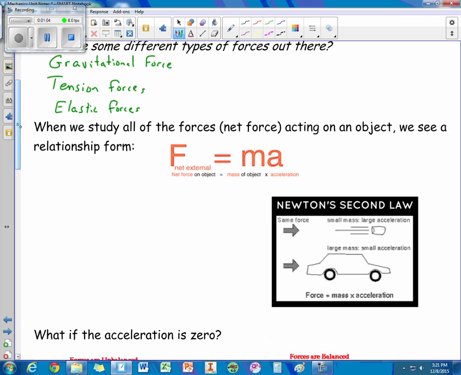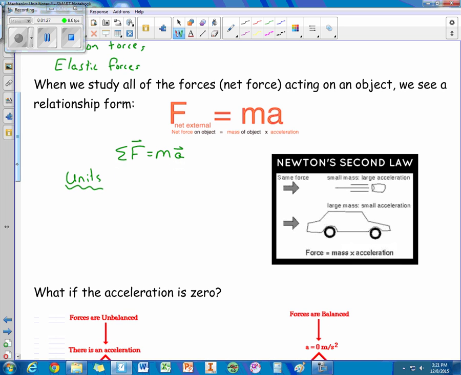So when we study all of the forces acting on something, we call that the net force. And there's a relationship. The net force equals mass times acceleration. And the way I like to write it is with a sigma symbol, so something like that. So what that means is that the units for force, if we look at it, we see that the Newton equals a kilogram times a meter per second squared, or meter per second per second. Collectively, we call this Newton's second law, but that's not so important. We just want to be able to know how to use it.